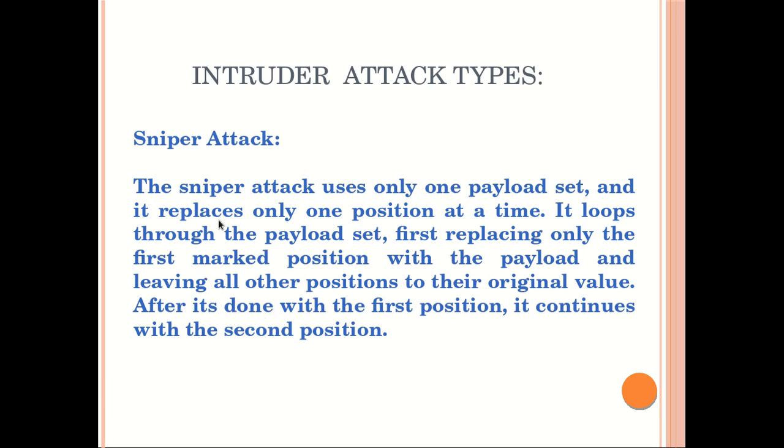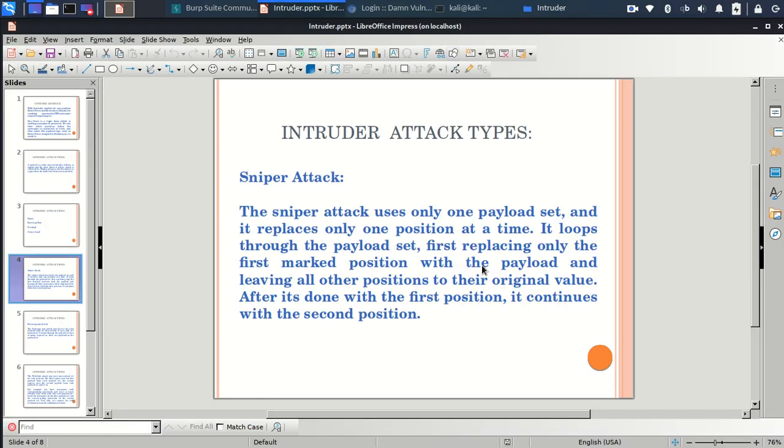Now the sniper attack. The sniper attack uses only one payload set and it replaces only one position at a time. It loops through the payload set, first replacing only the first marked position with the payload and leaving all the other positions at their original value. After it is done with the first position, it continues with the second position. So let's see what this is.